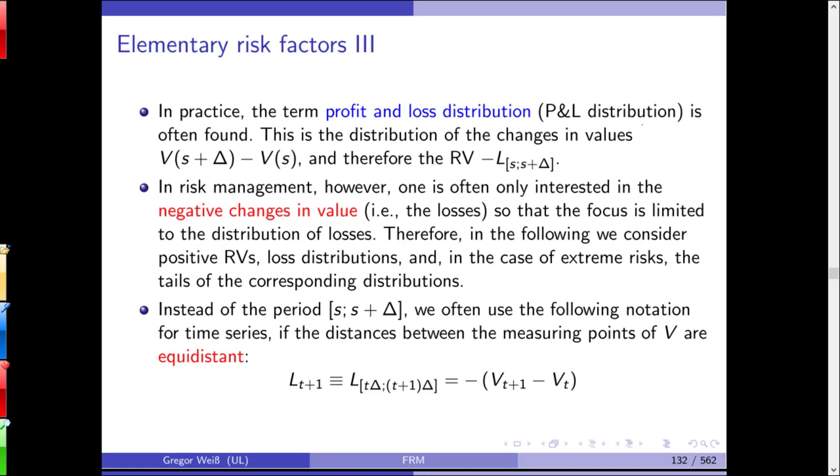In banking and financial risk management, we often hear the so-called P&L, profit and loss distribution. And this is the common name for these distributions, just the P&L. Now we need P&Ls. The P&L is the distribution of the changes in values V(S+Δ) minus V(S), and the random variable minus L. And one has to be careful when one works with the P&L or the loss distribution.